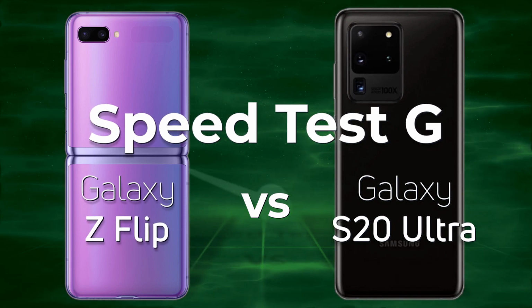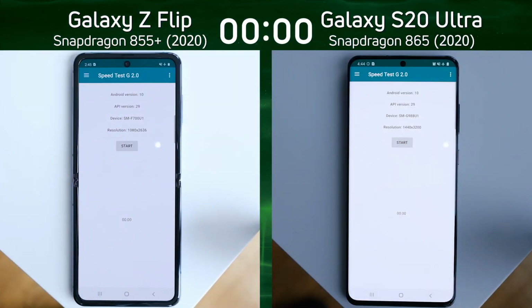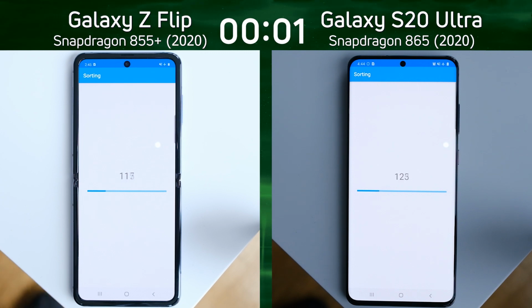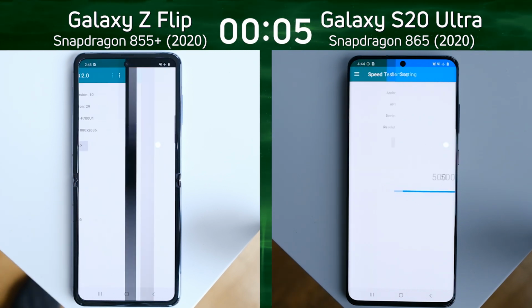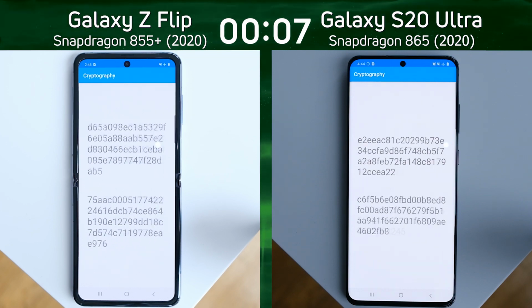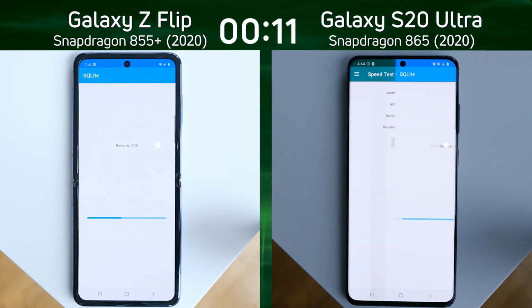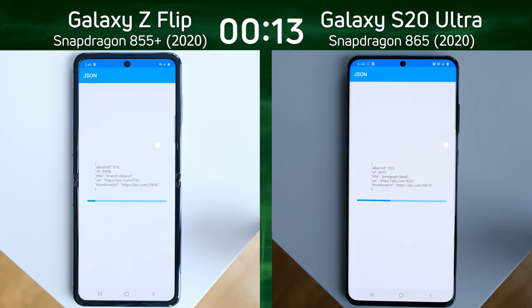Well, let's find out. So we have the Galaxy Z Flip on the left-hand side, or Galaxy Z Flip, depending on what part of the world you're from, with the Snapdragon 855 Plus. On the right-hand side, the Galaxy S20 Ultra, with the Snapdragon 865. Both of these are 2020 devices. The Galaxy Z Flip on the left-hand side is running in 1080p. The Galaxy S20 Ultra is running in 1440p.